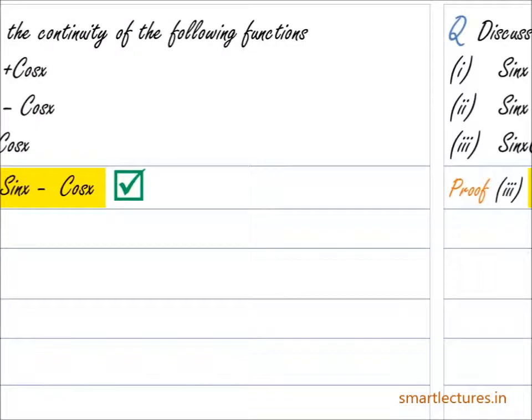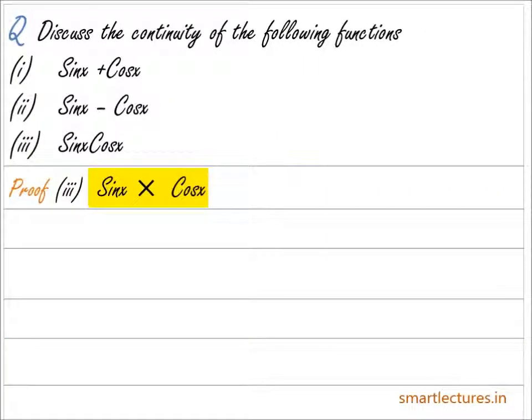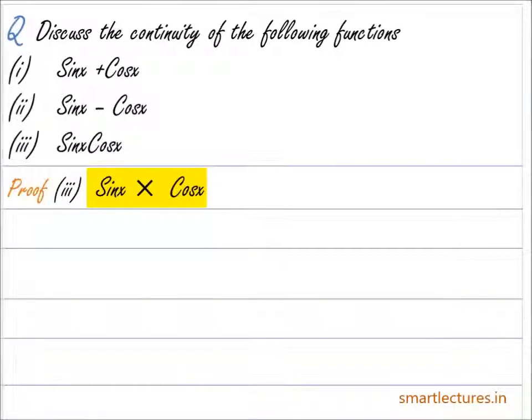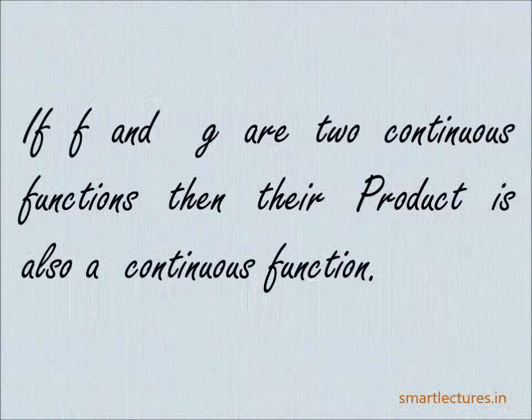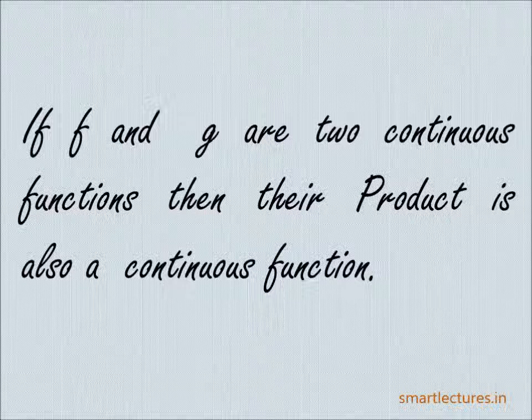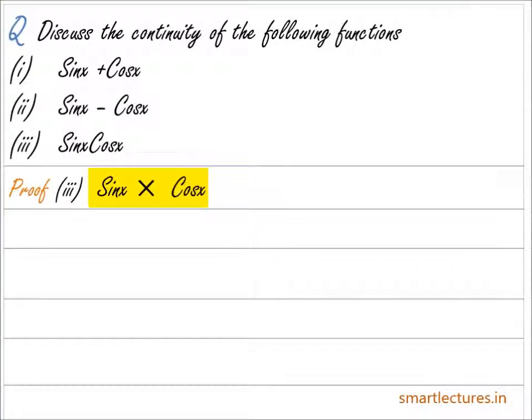And in the third part, f(x) = sin x · cos x. Now again, if f and g are two continuous functions, then their product is also a continuous function. And in this case, because sin x and cos x are two continuous functions, sin x · cos x is also a continuous function.